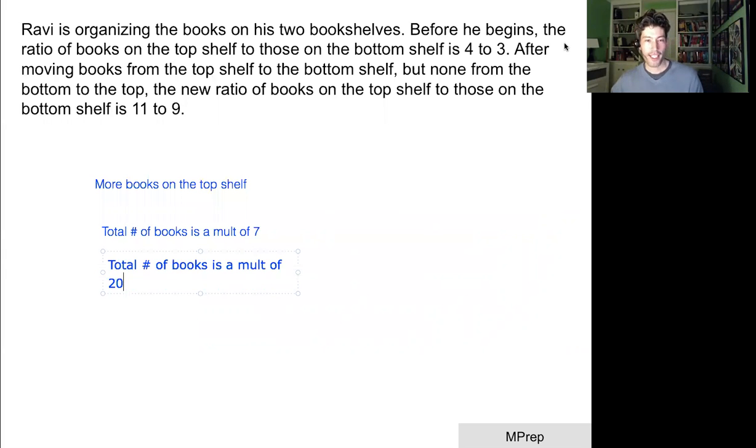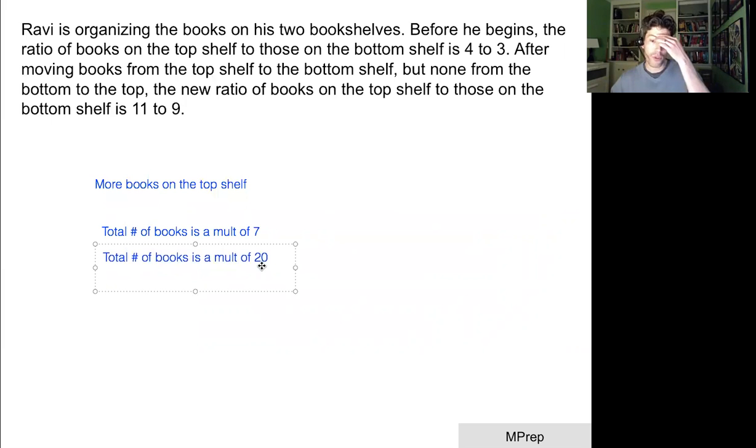Now let's just stop here and brainstorm a little bit. Hey, the total number of books is a multiple of 7 and it's a multiple of 20. What could be the number of books on his bookshelves total? I'll take literally an infinite number of answers here. But yeah, there's some coming in. So we could have 140 books.